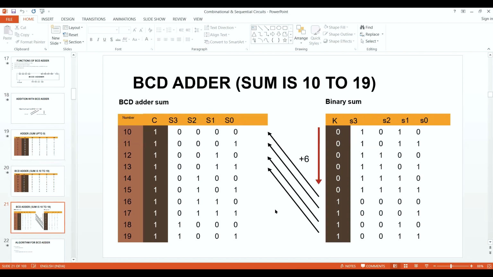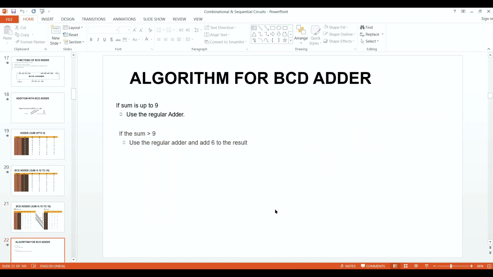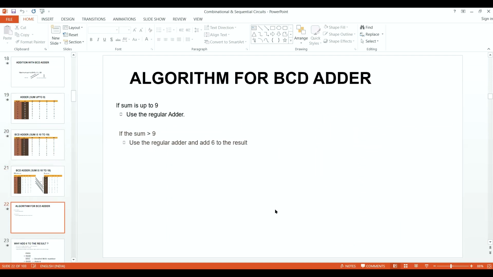Okay, so it is going to get plus 6, and the binary sum is going to become the BCD adder sum. I hope this is clear. So what is the algorithm for the BCD adder? There is one algorithm: if the sum is up to 9, use the regular adder, no problem at all. But if the sum is greater than 9, use the regular adder and add 6 to the result.